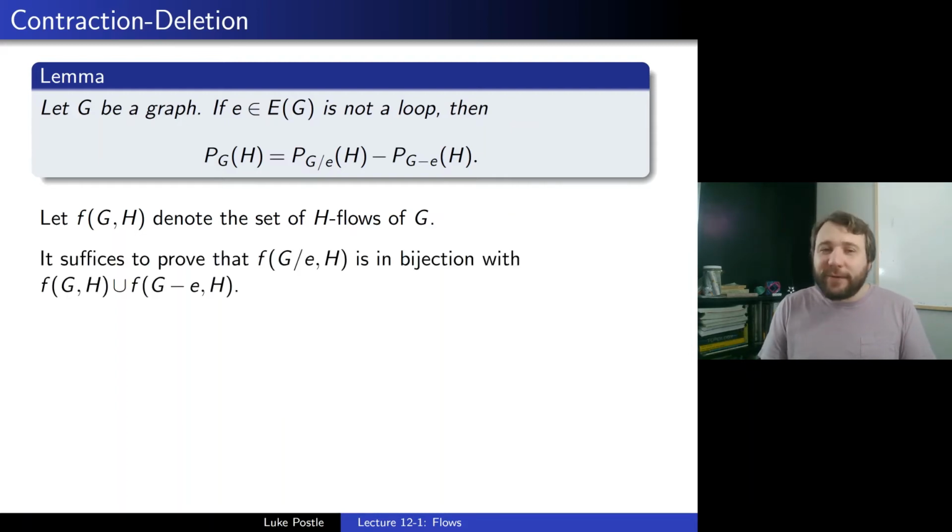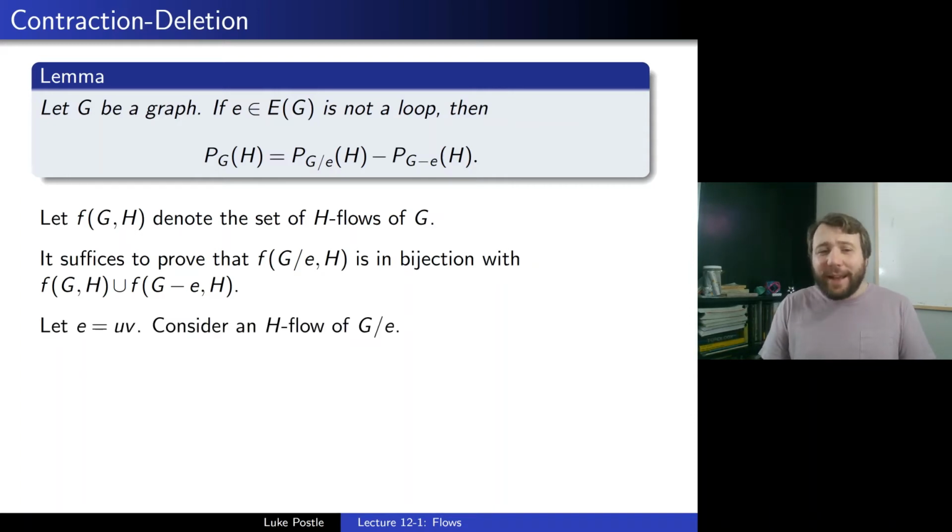Well, it suffices to prove that F_{G/e}(H) is in bijection with F_G(H) union F_{G−e}(H), right? So if you just move the negative term to the other side, you can see that we need to prove this equality bijectively.